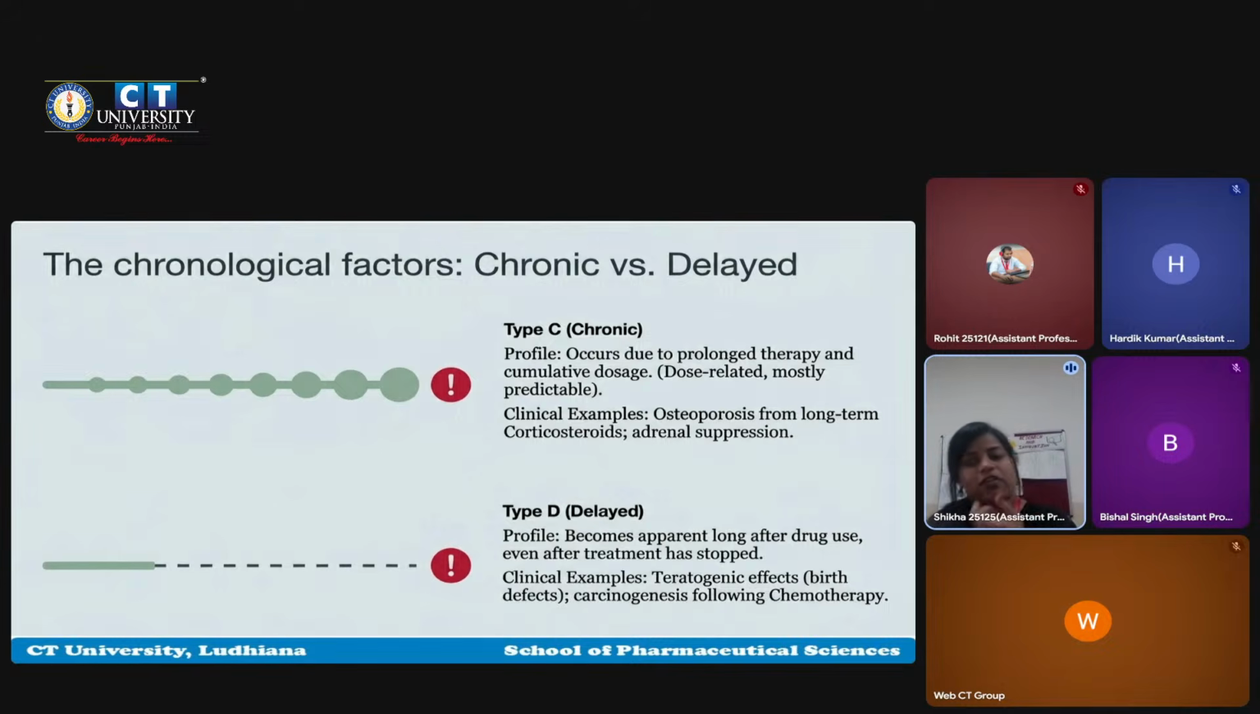So delayed itself means that the effect will be shown after a long period of time after treatment is stopped. Okay, so this is the example. Examples can be teratogenic effect, that is birth defects, and carcinogenesis following chemotherapy. If the patient is going through chemotherapy, like hair loss after the chemotherapy, that is also a delayed ADR.